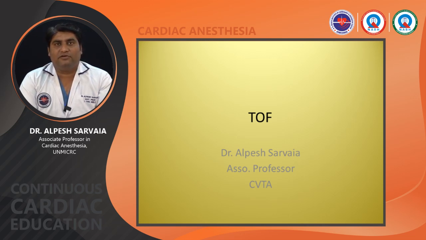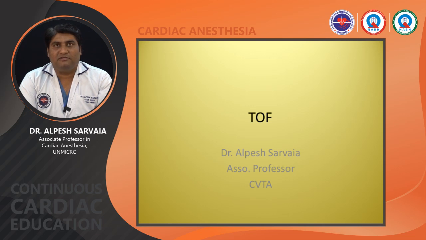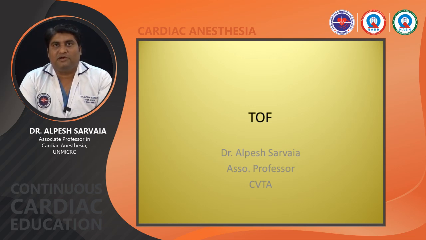Today we are going to learn about Tetralogy of Fallot, Part 2. In Part 1, in a previous lecture, we learned about Tetralogy of Fallot: introduction, history, etiology, pathology, clinical features and diagnosis, and management of the cyanotic spell and palliative surgery complications.